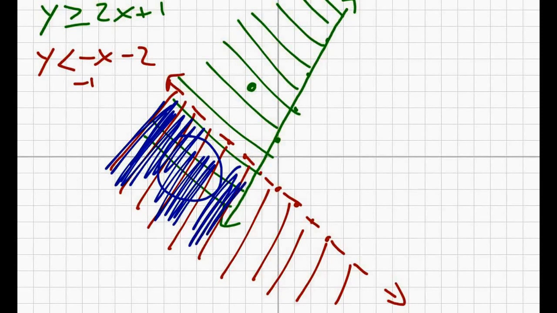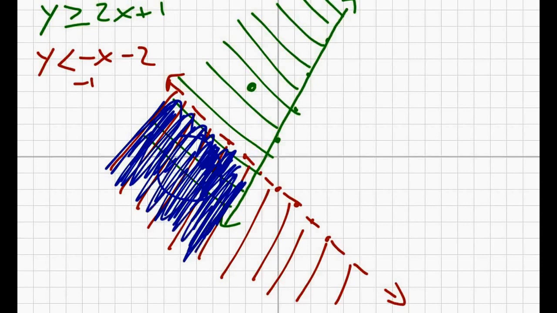And we're looking at something like that. So all of that shaded region would be the solution. Any point in that shaded region would be a solution to this system of inequalities, so it would work in either inequality. You could just pick a point in that blue shaded region, plug it into both inequalities, and see if it works.